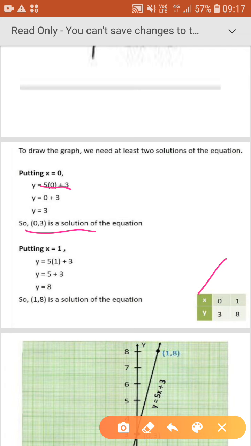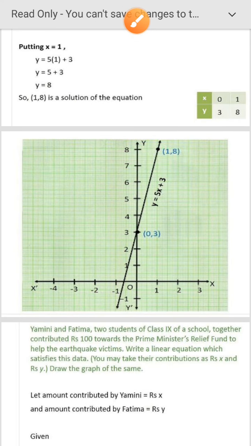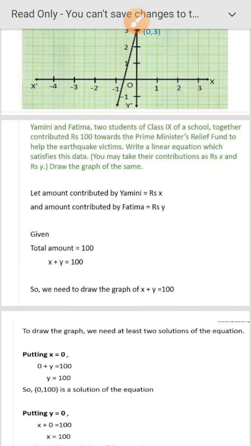Similarly, if we put x equals 1, then y comes out to be 8. So (1, 8) is also a solution. We put it in the tabular form and then plot the graph like this. So we have formed the linear equation as well as plotted the graph. These types of questions often come in the exam, where you are asked to write the linear equation and also draw its graph. Now let us take another problem.